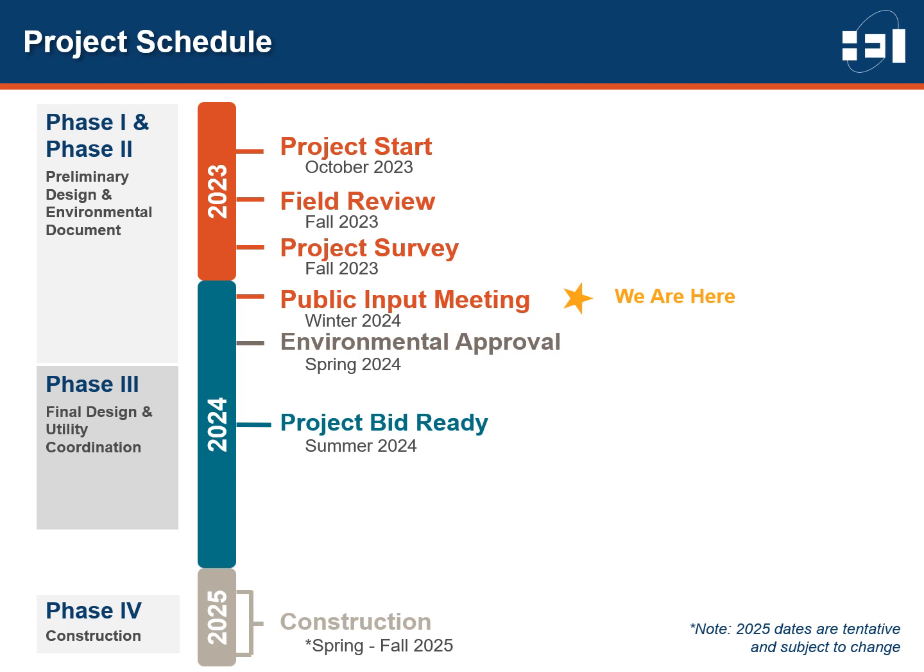The project will then move into Phase 3, final design and utility coordination, with a tentative completion in the summer of 2024. The construction phase is tentatively scheduled for the 2025 construction season. It should be noted the 2025 dates are tentative and subject to change.